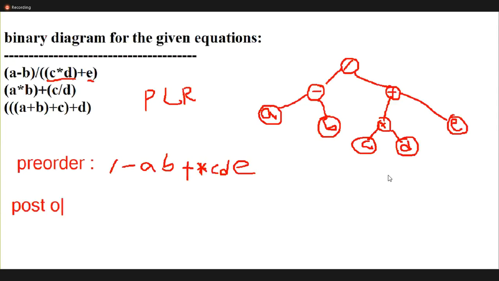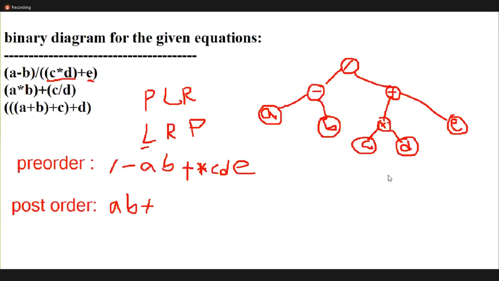Post-order, guys. What is post-order? Left, right, parent. First left. This is the parent, no? The left is this left subtree. What is the left? A. Left, right: B. Then parent. This is left completed. Come to the right, again right, left to right.